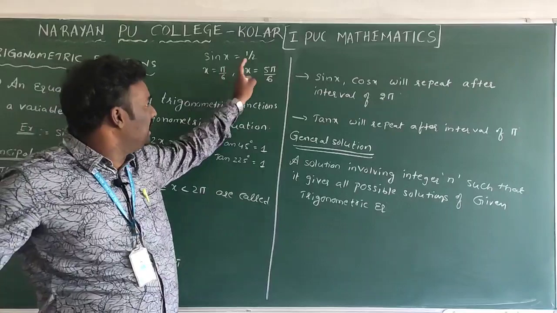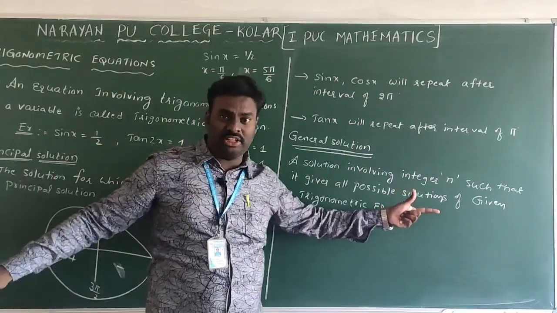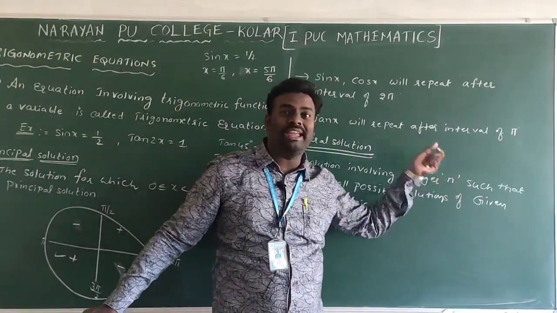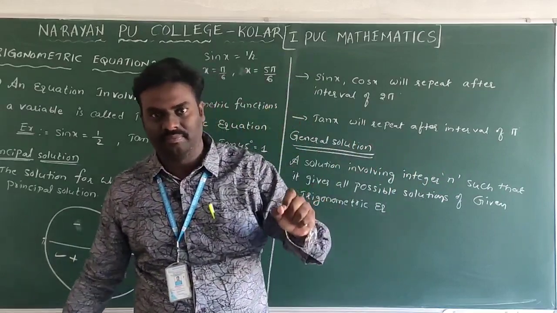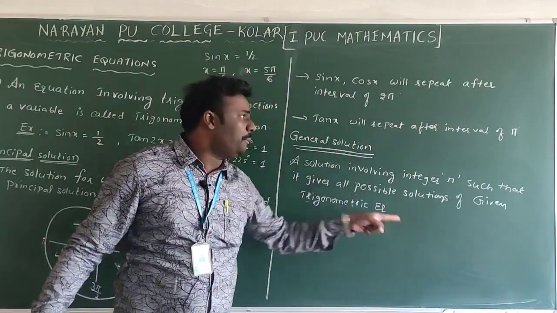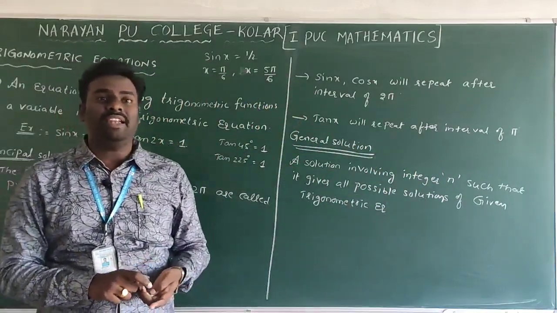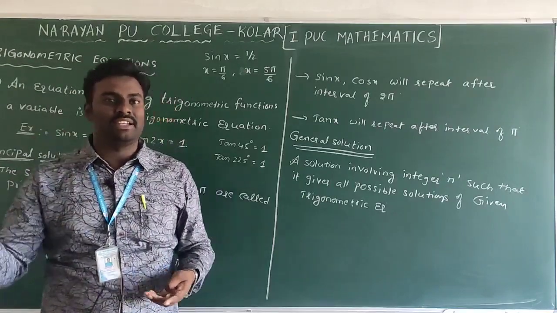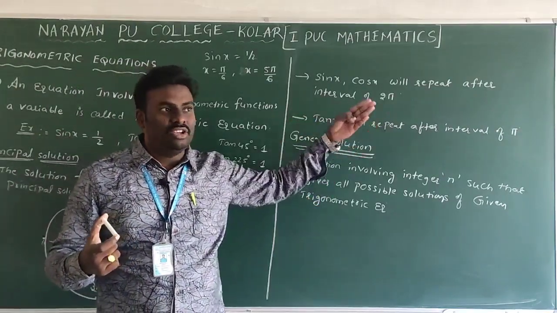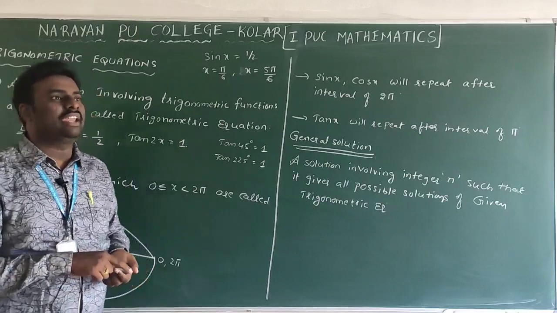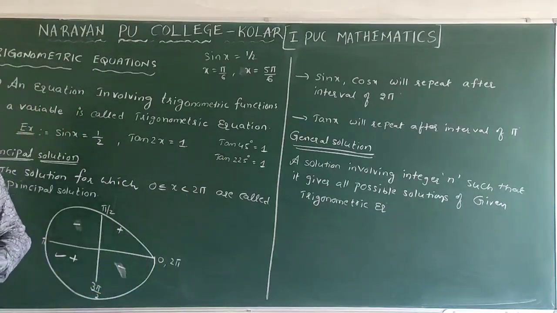Instead of representing all of them, we have a notation. In that notation, we include an integer, small n, which gives all possible solutions of the given trigonometric equation. That is called the general solution of a given trigonometric equation. Okay, right.